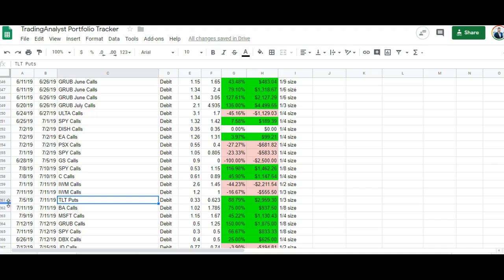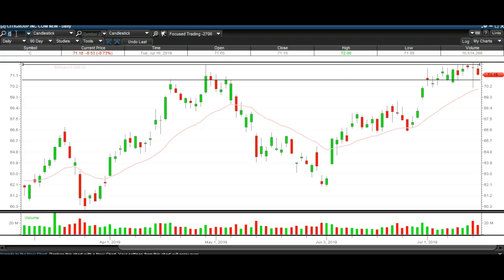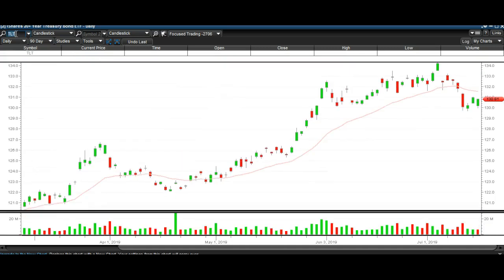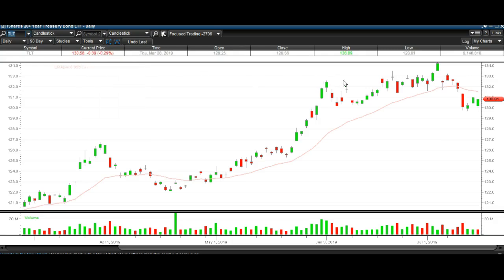Okay, so the TLT puts, we got in on the 5th. And I'll take a look at this chart for you guys. And right here, this is a strategy I really like to use here at The Trading Analyst, and this is a false breakout. There's false breakdowns or false breakouts.